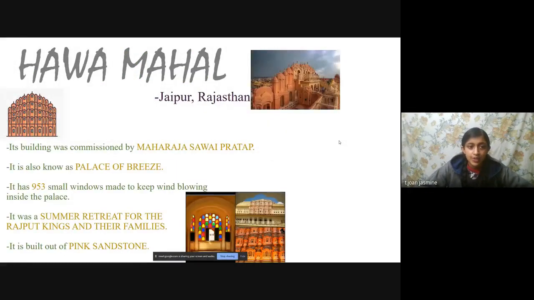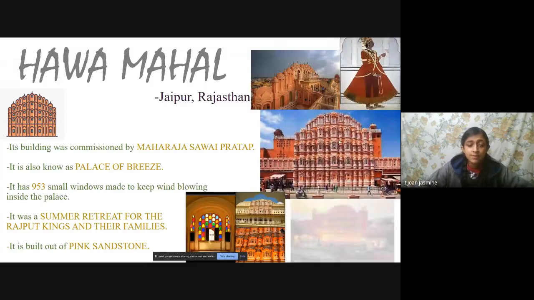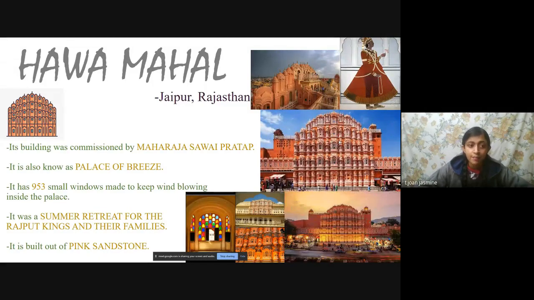Next, we would like to move on to the Hawa Mahal. The Hawa Mahal was commissioned by Maharaja Sawai Pratap. It is also known as the Palace of Breeze. It has 953 small windows, which help the wind keep blowing inside the palace. It was built as a summer retreat for the Rajput rulers and their families.